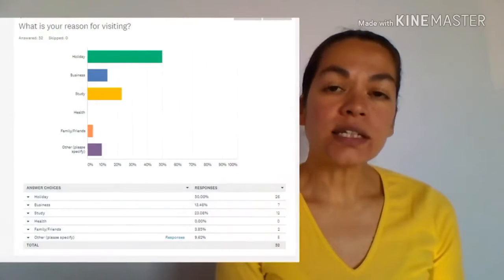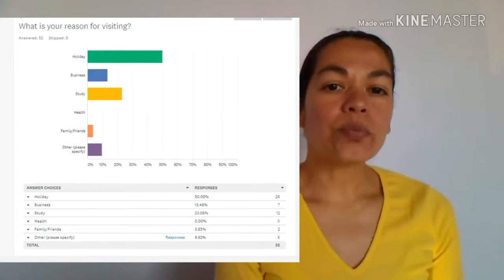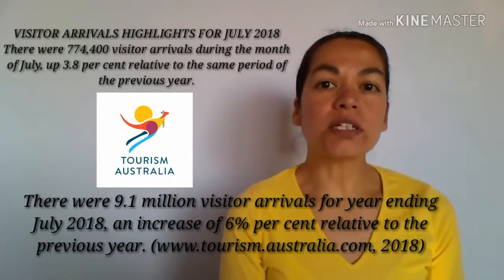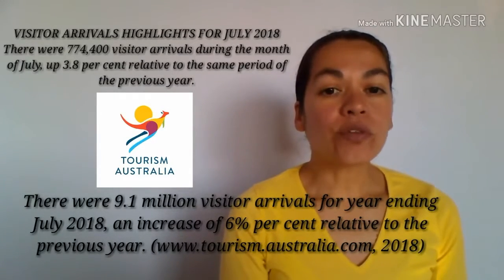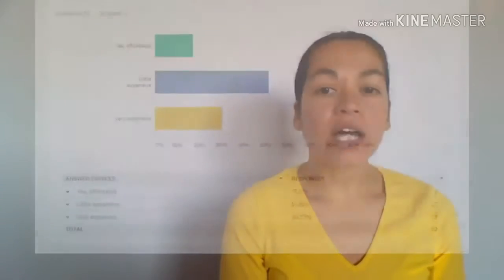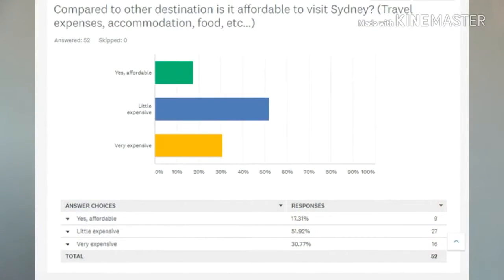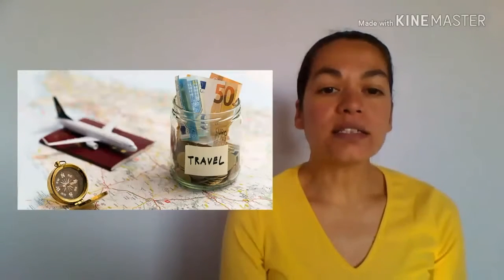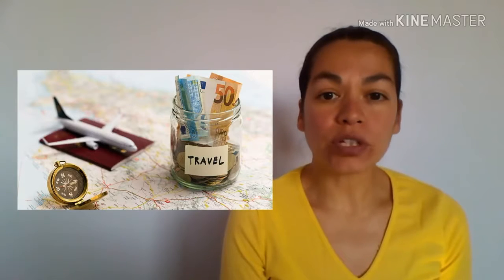Following here, we see that the most common reason for visiting Sydney is holiday, and we are not surprised since the last statistic of 2018 said that Australia's tourism is booming. In regards to affordability, we see that the majority answered little expenses, followed by very expensive and then affordable for few people. Even if the economy cannot be changed, there are solutions which can be given to the visitor, and this issue could be seen as an opportunity for the business to help its customers.